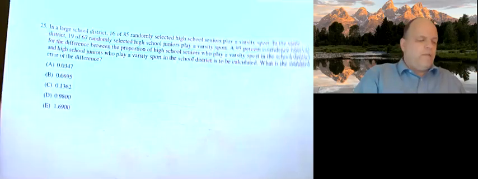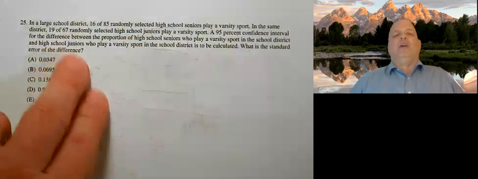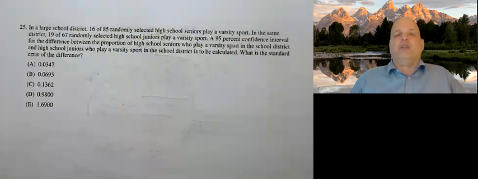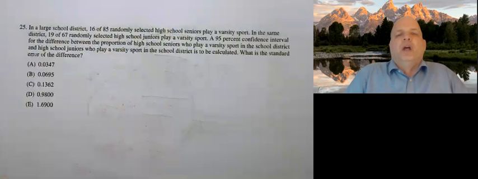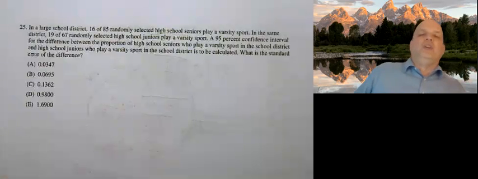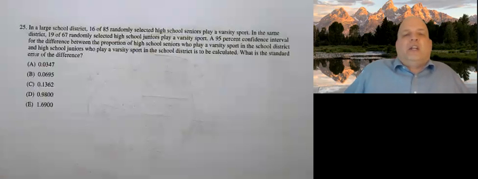25. In a large school district, 16 of 85 randomly selected students or seniors play varsity sports. In the same district, 19 of 67 randomly selected high school juniors play a varsity sport. A 95% confidence interval for the difference between the proportion of high school seniors who play varsity sport and juniors in the district is calculated. What is the standard error of the difference?